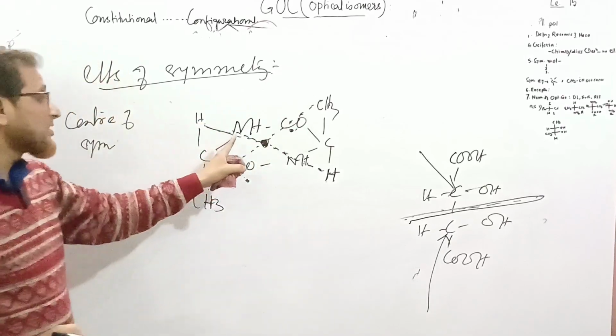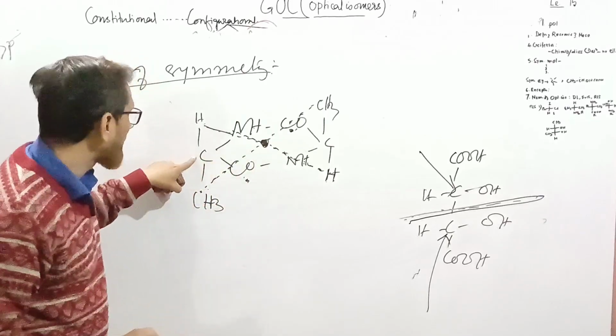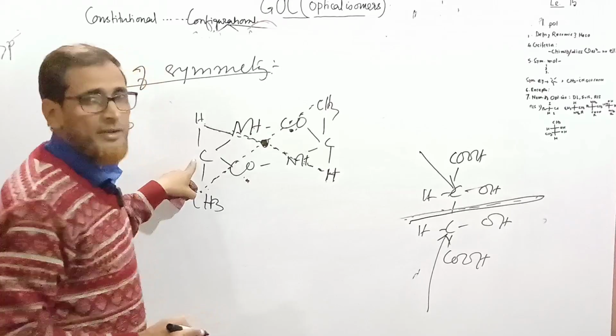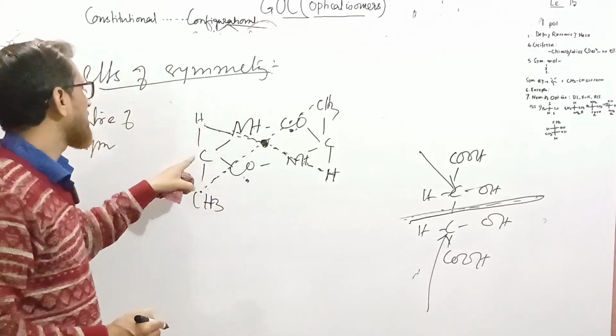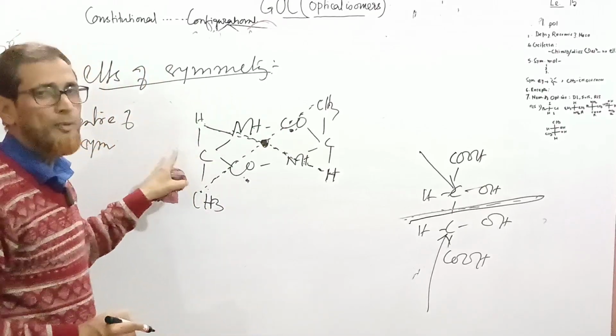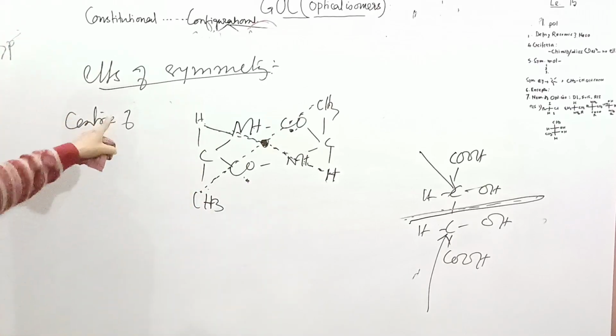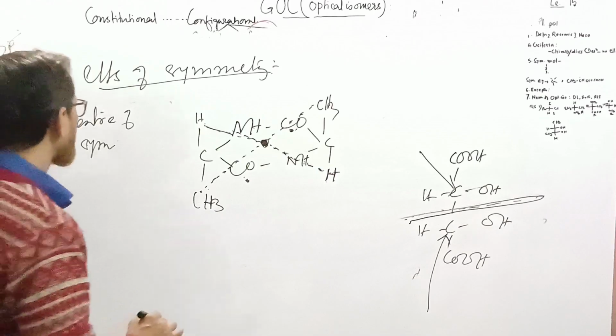If a compound has a center of symmetry, then though the compound is asymmetric, having different groups or atoms attached to the carbon, yet it is not optically active. So I have explained two things: one is center of symmetry, the other is plane of symmetry.